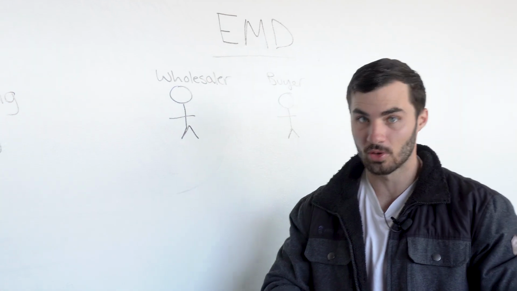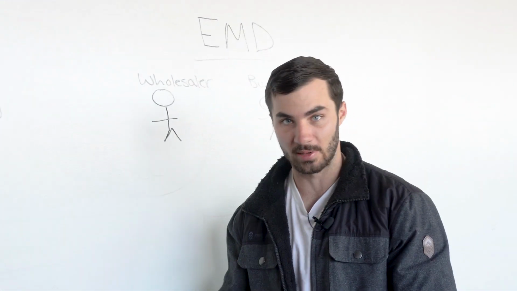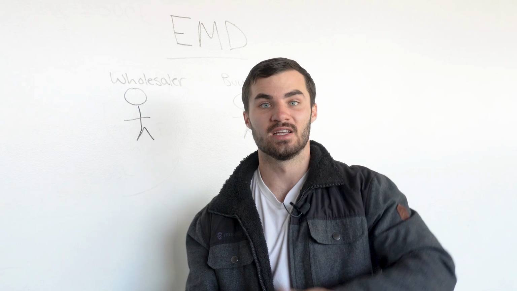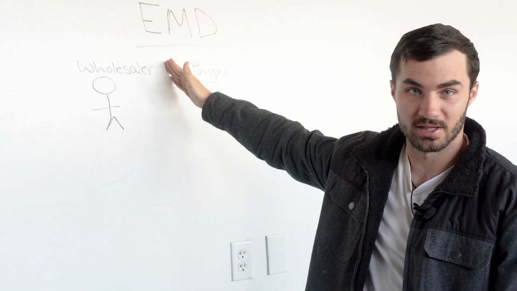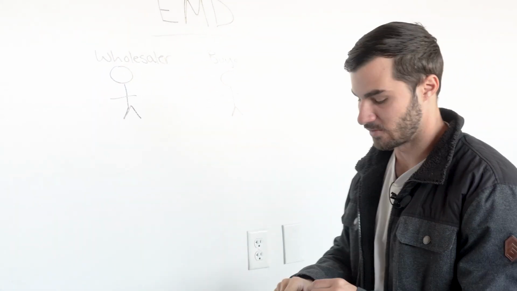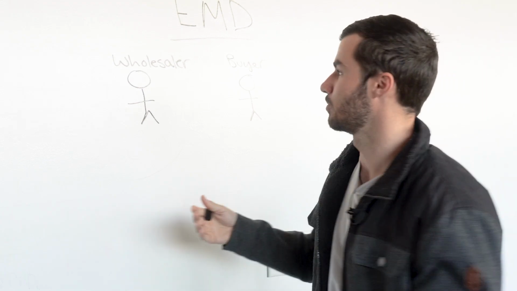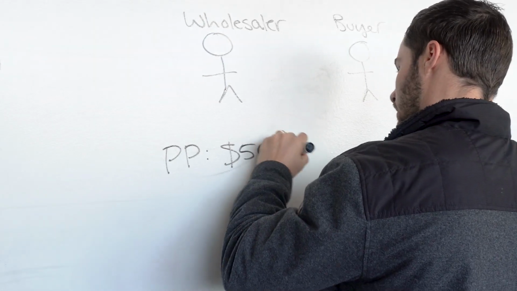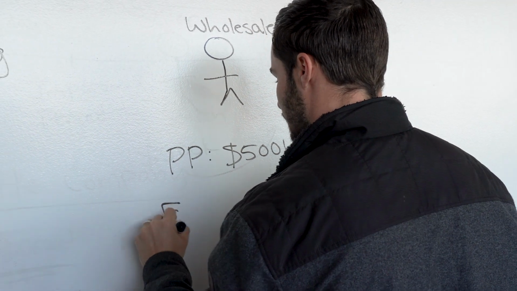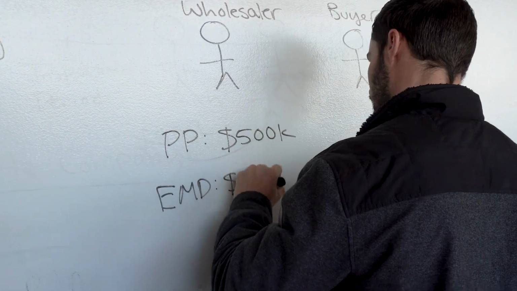Now, that's so important because when you learn what we're about to talk about and you wanna go talk to people about it, you have to talk to the right people, right? You can't go talk to somebody who's not one of these people and be able to fund EMD. So wholesaler and buyer are funding it. Now, we talked about on a typical purchase price, right? We'll say that our purchase price is 500,000. The classic EMD for that is 5 grand.